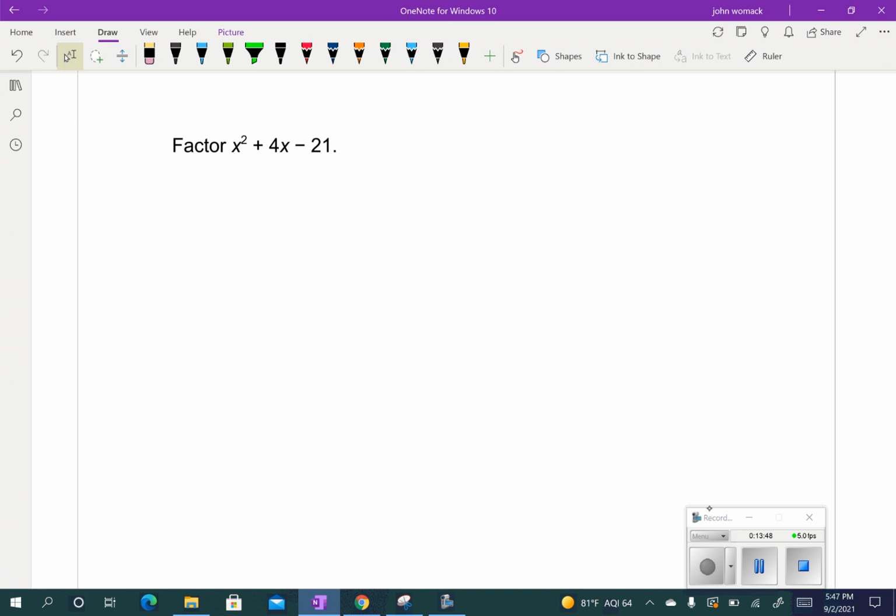So it's a quadratic trinomial. As soon as I see that, I'm doing my two sets of parentheses. Just think backwards. Something times something gives me x squared, x and x. That times that gives me negative 21. So I'm going to make my list off to the side. If it's a negative 21, that means my pair of factors have to have opposite signs.